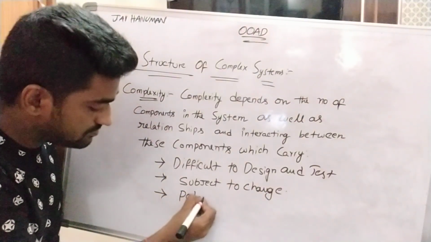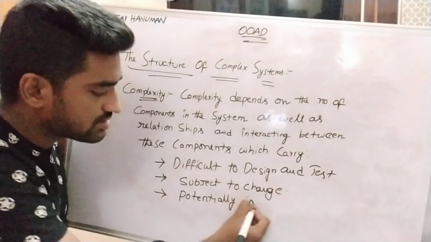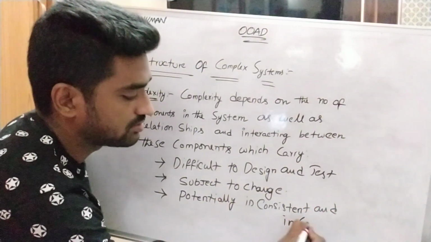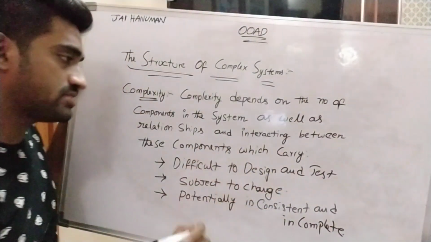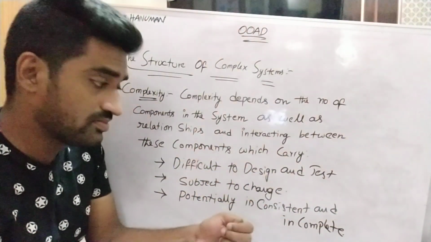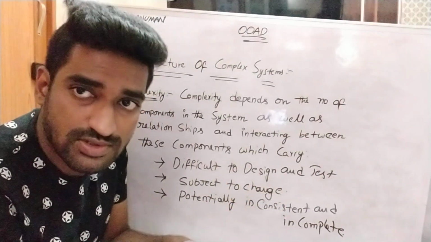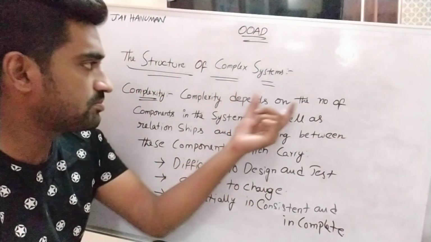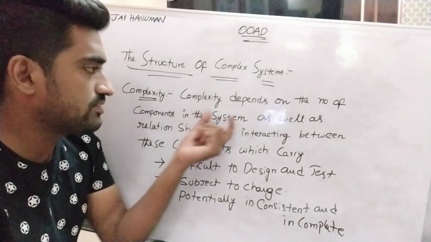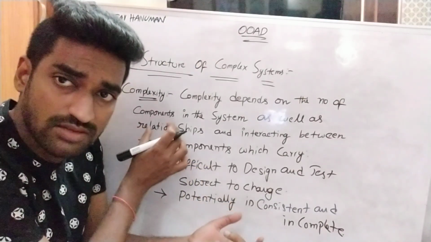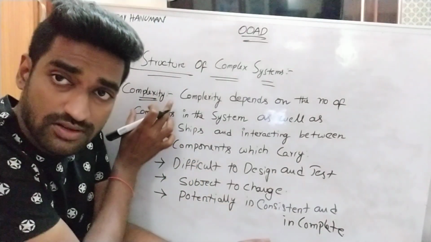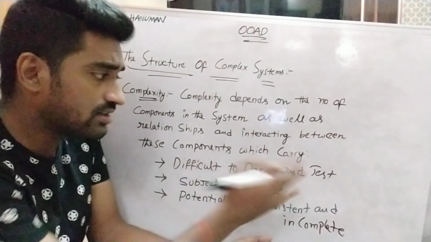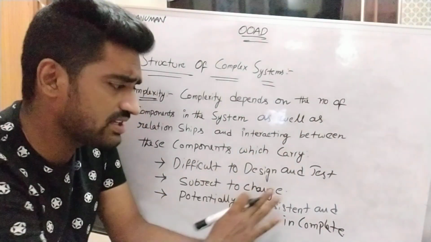Potentially inconsistent and incomplete. So complex systems are very difficult to design and difficult to test, as well as complex systems are dynamic in nature. So that's why once we modify the objects, the entire relationships are also modified, right? So here complexity depends on the number of components in the system as well as relationships. Relationships are nothing but paths that connect the different components or different objects of the system, right? And interacting between these components makes it difficult to design and test, subject to change, potentially inconsistent and incomplete.